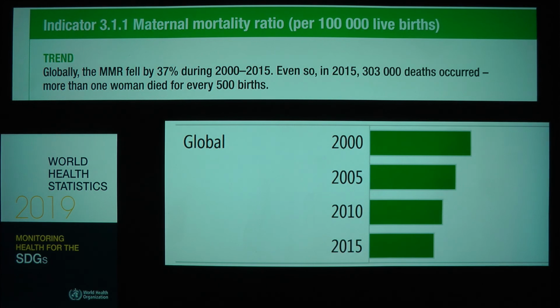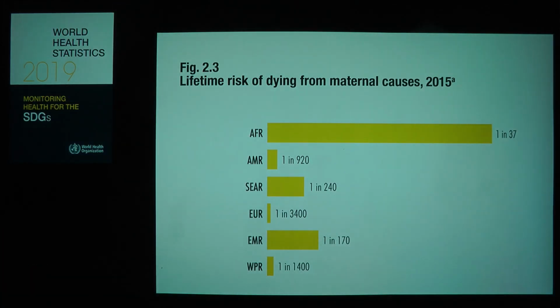Nevertheless, we're encouraged that there has been improvement, and globally the maternal mortality ratio fell by 37% in the first 15 years of this millennium. But even so, in 2015 there were 303,000 deaths. That's more than one woman dying for every 500 births. A shocking statistic. When we look at the regional variations, again we are struck by inequality, and note that the African region is particularly serious.